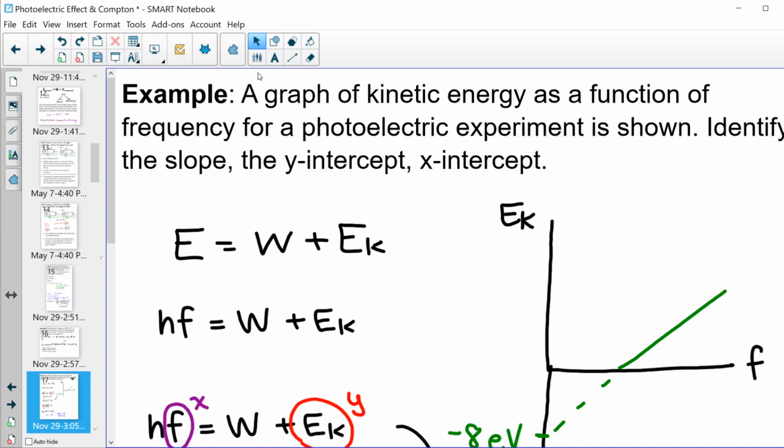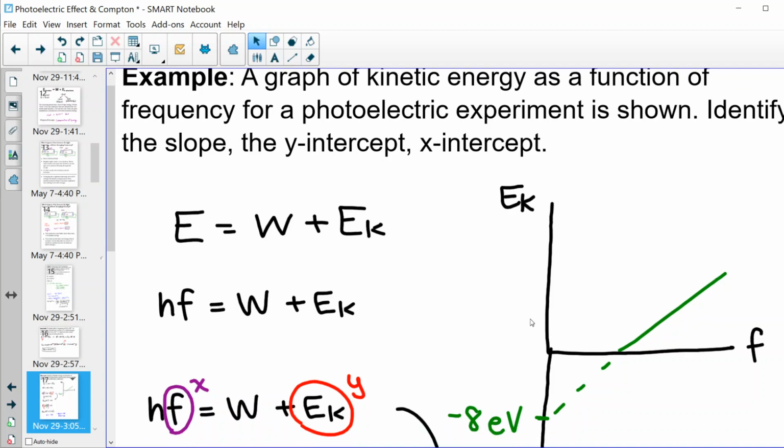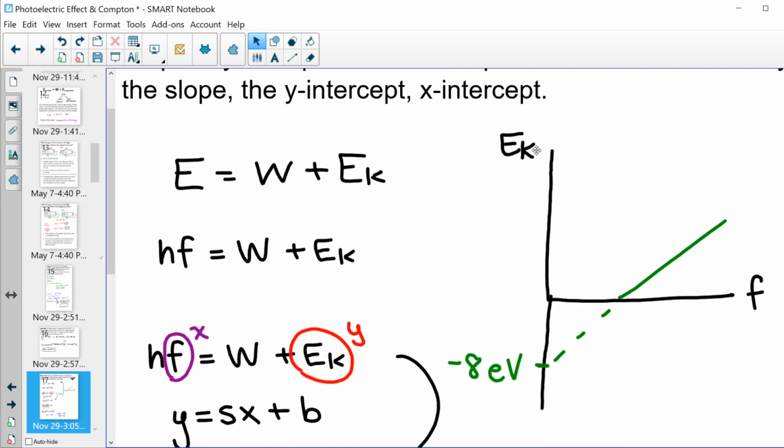Okay, last example. It says a graph of kinetic energy as a function of frequency for a photoelectric effect experiment is shown. Identify the slope, the y-intercept, and the x-intercept. So here we've got kinetic energy of the electrons on our y-axis and frequency of the photons on the x-axis, and there's the graph. You'll notice the graph actually starts right here, but we've extended the line back just to see where it crosses the y-axis.